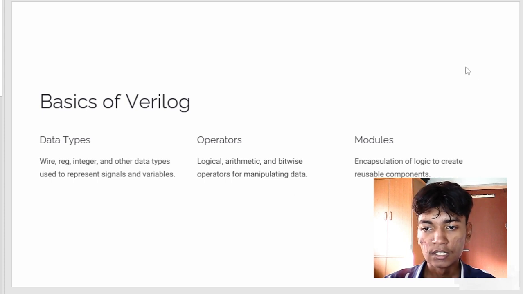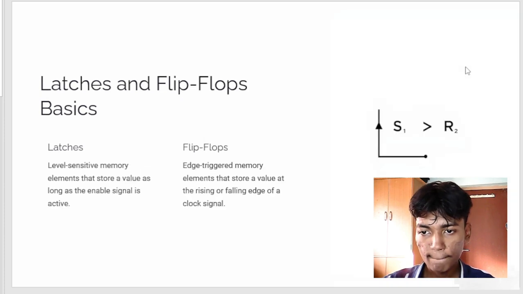Basics of Verilog. Data types. There are different data types like wire, register, integer, and others used to represent signals and variables. Operators: logical, arithmetic, and bitwise operators for manipulating data. Modules: encapsulation of logic to create reusable components.